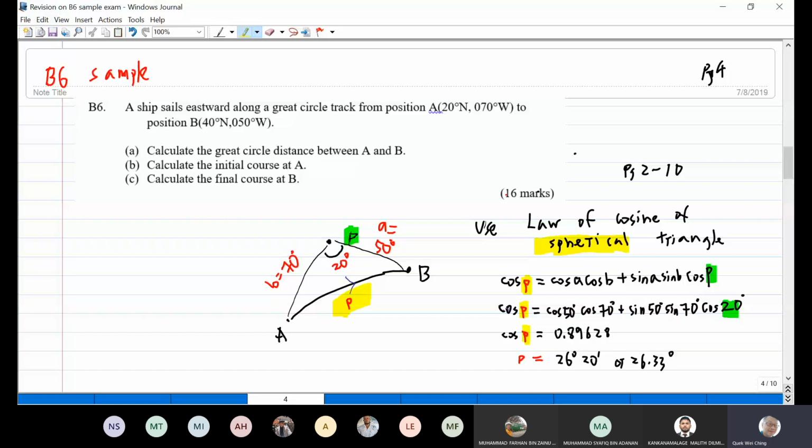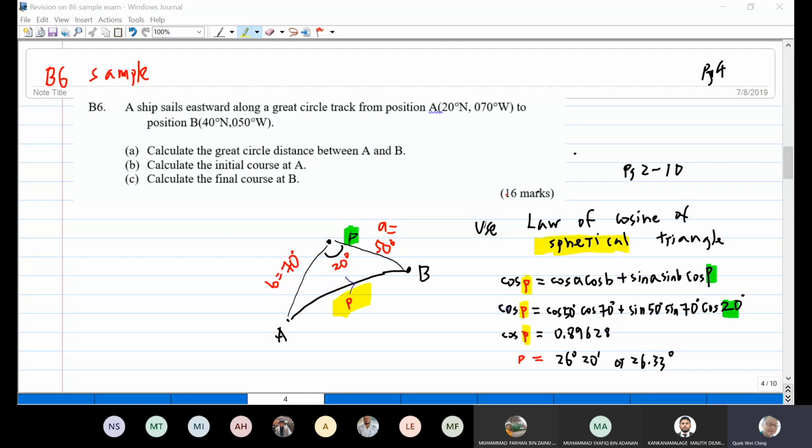So put in all the information there, and I set the side p here. You'll find that side p is 26.3 degrees. So this is the answer. You finish the length only, the distance between A and B in degrees.